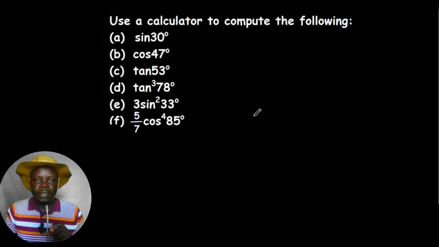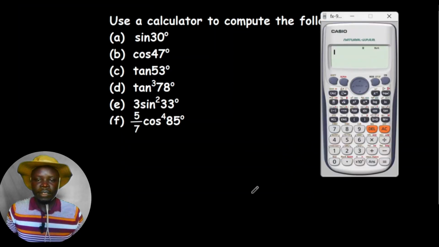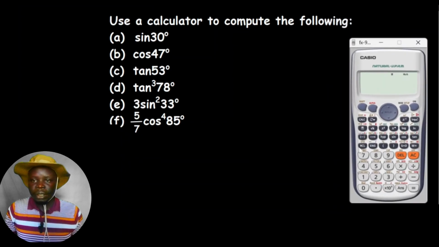So in this example, we have a question that says, use a calculator to compute the following. The first part here is sine of 30. How do you calculate sine of 30? For that case, I don't know which type of calculator you're using, but for me, I'm using Casio FX991ES Plus. So this is the calculator I'm going to use, and you also follow along with the type of calculator you're using. I hope you're able to see it well.